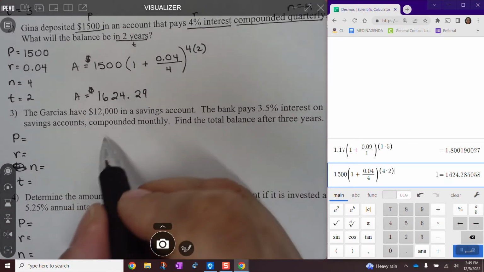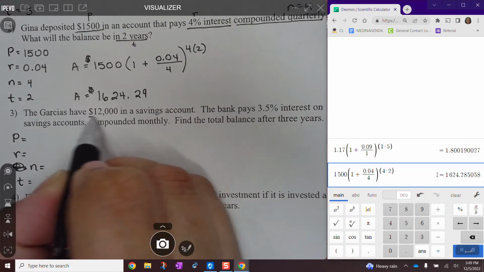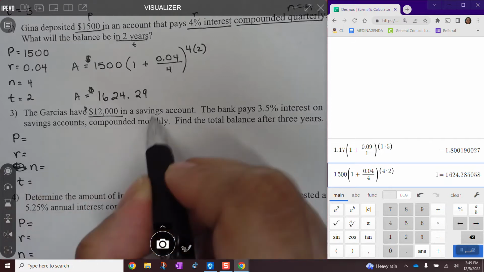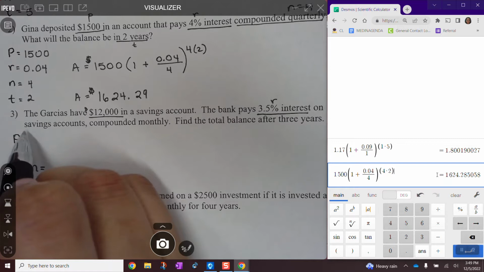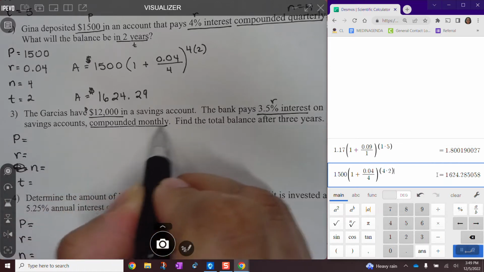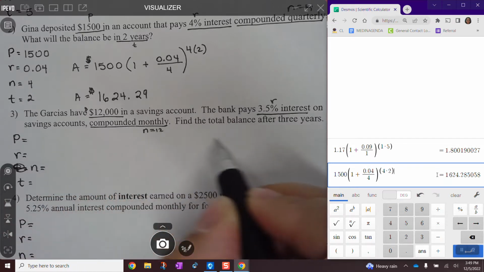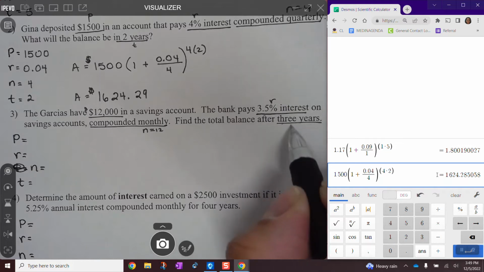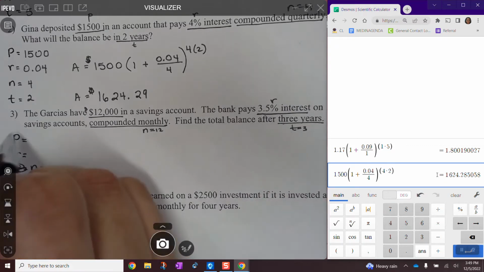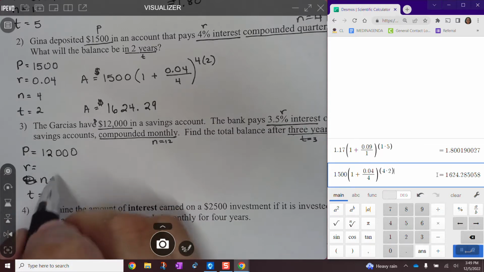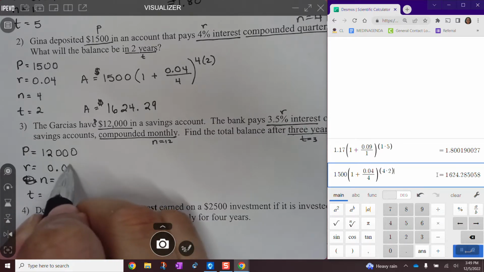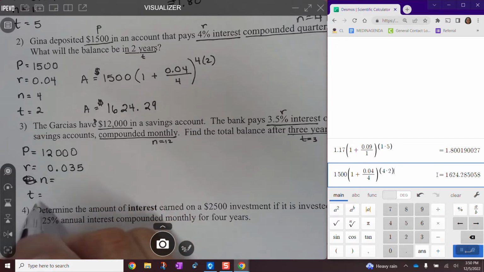All right, the Garcias have $12,000 in savings. This is your P. The bank pays 3.5% interest, that's R. They compound monthly, so that means that N equals 12. Find the total balance after 3 years, so T equals 3. So $12,000 is the initial investment. 0.035 is the rate. Monthly, we said, was 12, and T is 3 years.